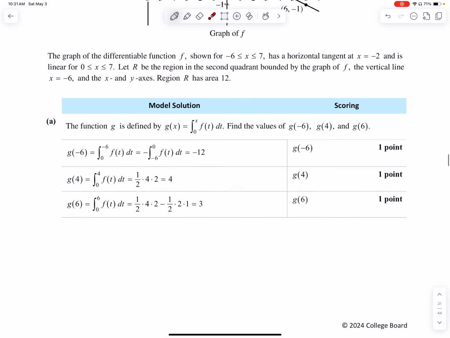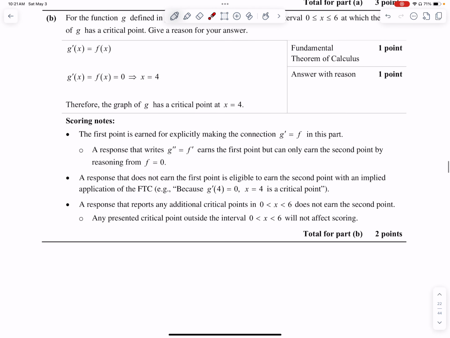Let's see if they gave us any special scoring notes. First point is earned for explicitly making the connection that g prime is equal to f in this part. A response that writes g double prime is equal to f prime earns the first point, but can only earn the second point by reasoning from f being equal to 0. So essentially you did need the fundamental theorem of calculus again in order to get that. A response that does not earn the first point is eligible to earn the second point with an implied application of the fundamental theorem of calculus. For example, and there you go.